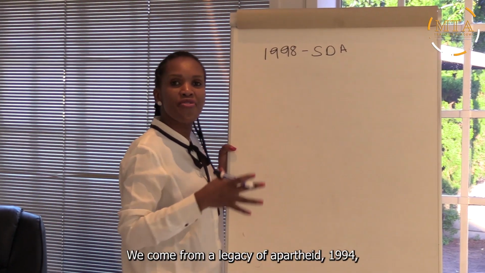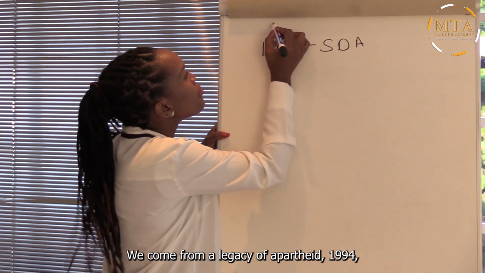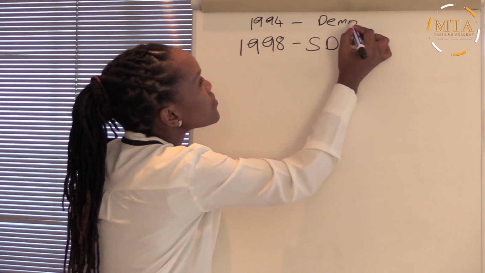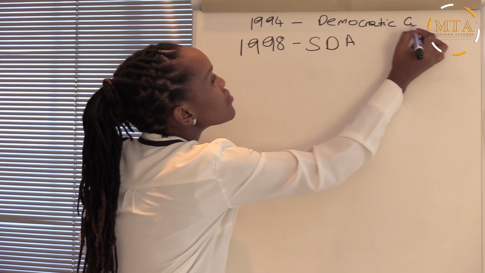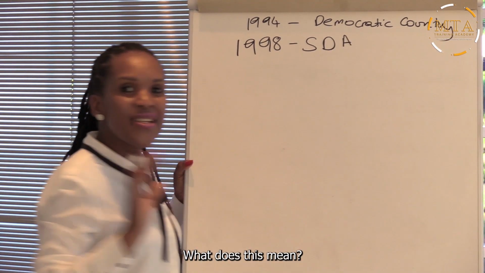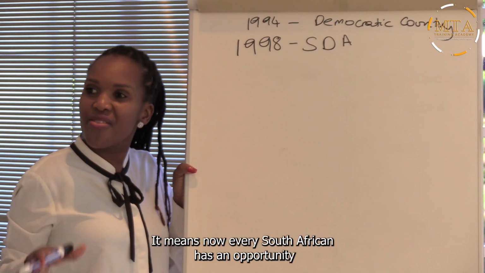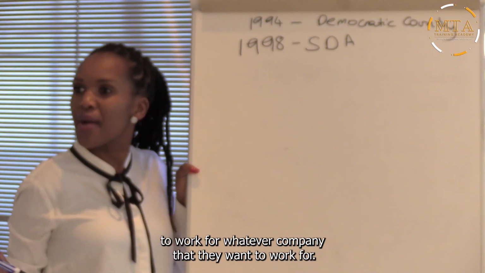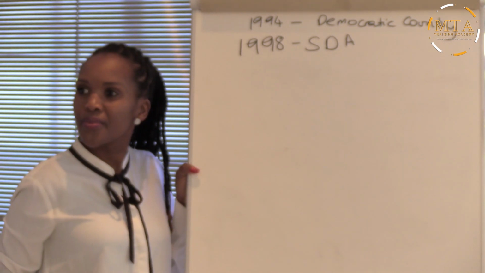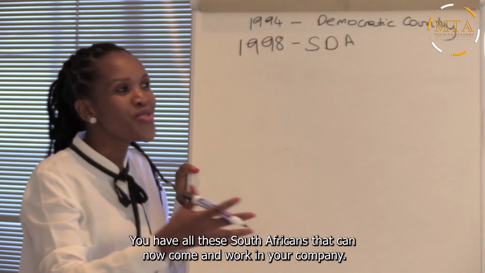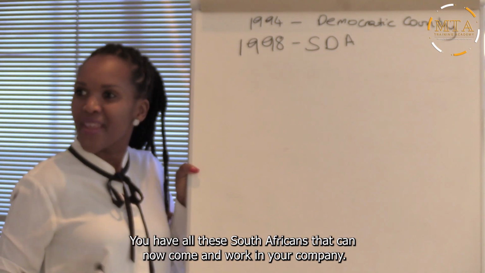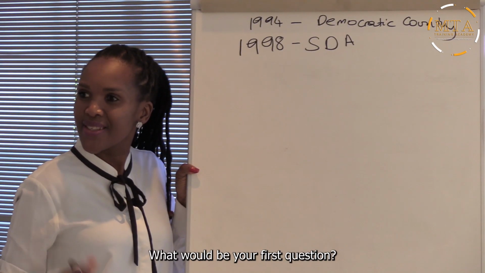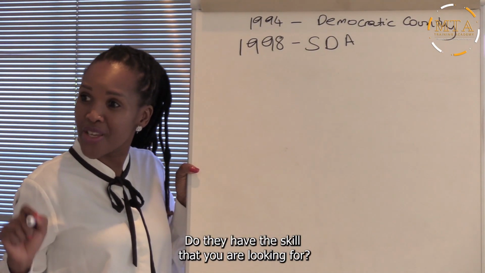Think about this. We come from a legacy of apartheid. 1994, we are now a democratic country. What does this mean? It means now every South African has an opportunity to work for whatever company that they want to work for. Now you have a company. You have all these South Africans that can now come and work in your company. What would be your first question? Do they have the skill that you are looking for?